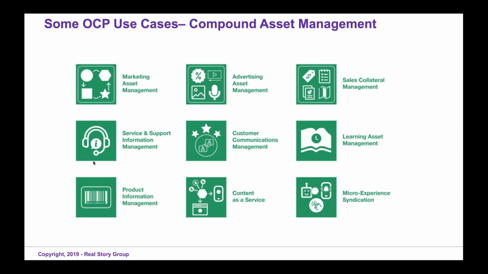So these are some of the business use cases that an OCP platform should support. It doesn't mean that it actually does all of this stuff itself. For example, it may not do sales collateral management. You may already have something like Seismic or some other platform where you're doing that. But the idea is it supports the content management behind this. So certainly marketing asset management, huge, potentially advertising asset management, sales collateral, service and support information management. That leaks over a little bit into knowledge bases.